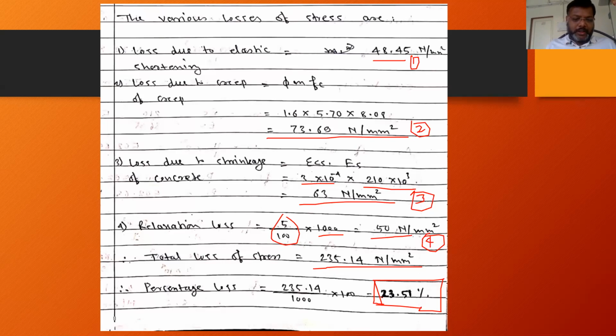Okay, so now suppose here 23.51% is lost. It means that you have to apply an additional value of 23.51% of 1000. So it means that you have to apply a total stress of 1235.14 Newton per mm square to the wire, so that after losses you get 1000 Newton per mm square stress in that cable or in the total section. That is the requirement for why we are calculating the losses.